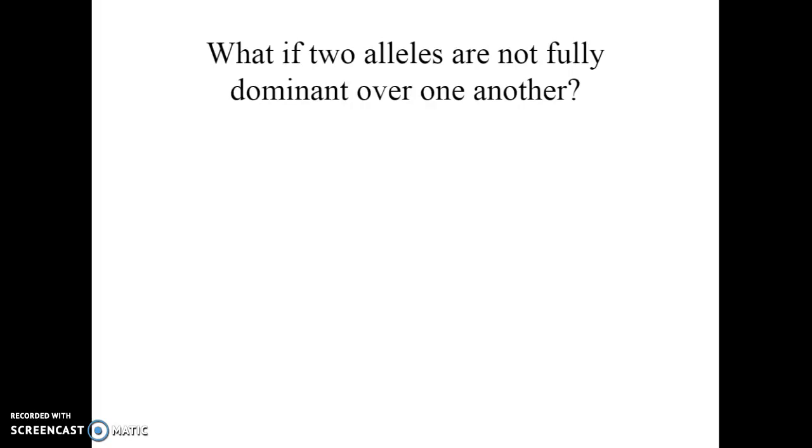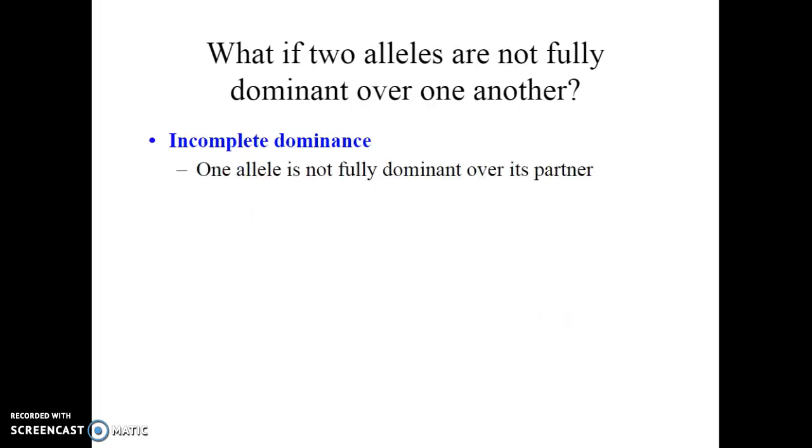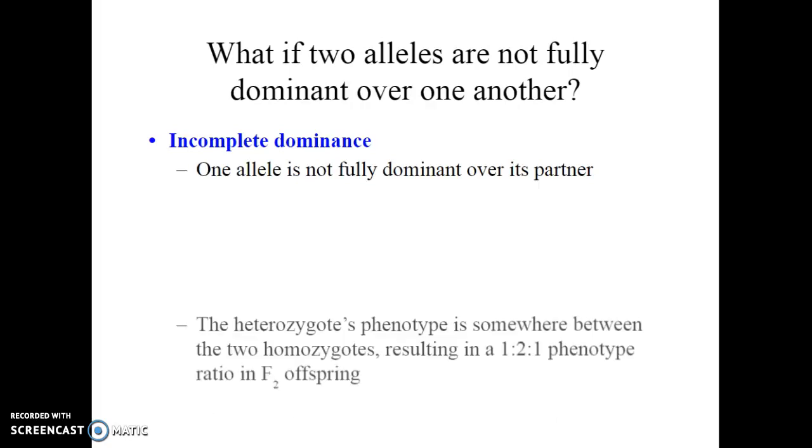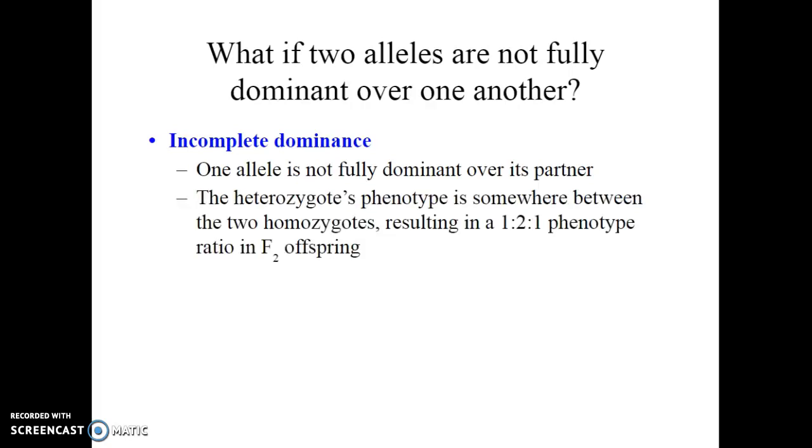Alright, so if 2 alleles are not fully dominant over one another, that can happen too. So neither one is dominant fully over the other. They call that incomplete dominance. One allele is not fully dominant over its partner, and the heterozygote's phenotype is somewhere in between. It's kind of a blurring of the phenotypes, resulting in a 1:1 phenotype ratio of offspring. Snapdragons were the flower of choice for giving this as an example.